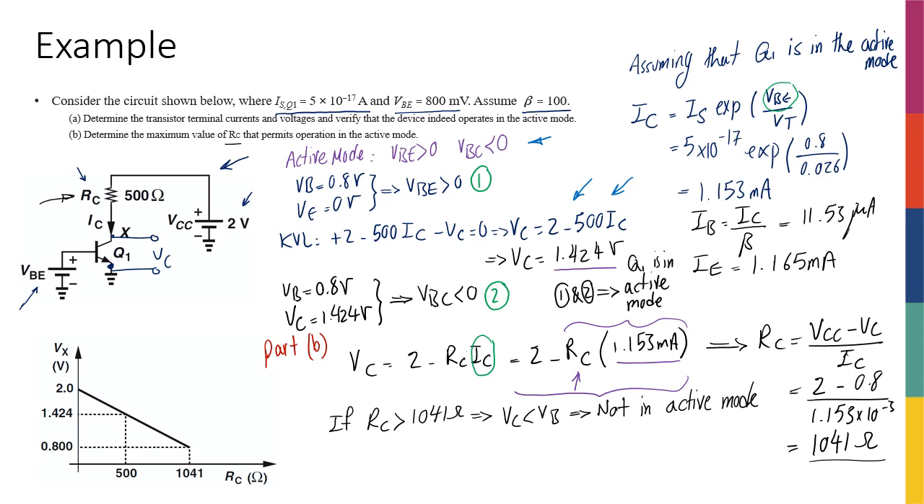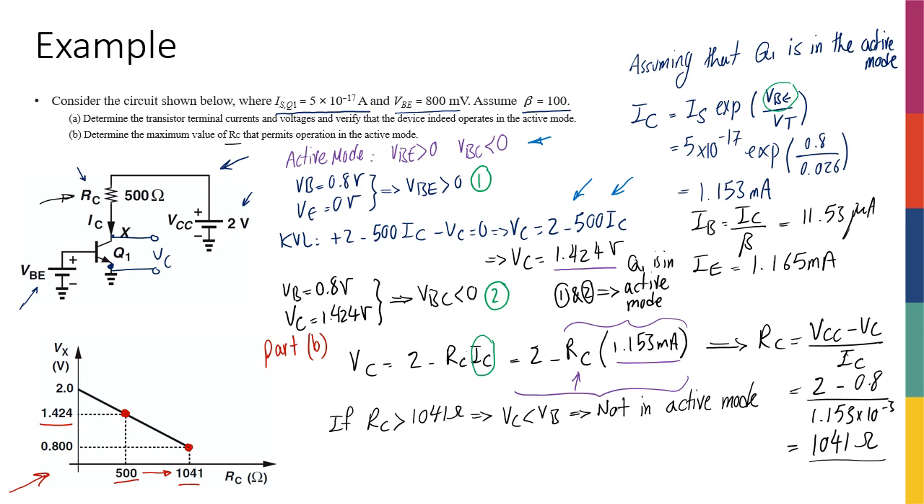So this behavior is actually shown in this plot in the bottom left of the slide, right? You can see that initially we were at this point where RC was 500 and the Vx, or collector voltage, was 1.424 volts. If I increase the resistor, because the current is constant, the voltage drop across the resistor is going to increase. Therefore, the voltage of the collector becomes smaller and smaller, and at some point it reaches the 800 millivolts, or 0.8 volts. And that point is when RC is 1041.